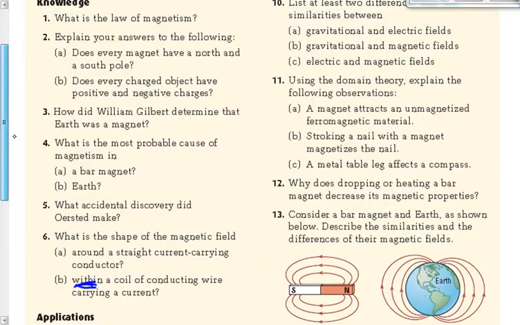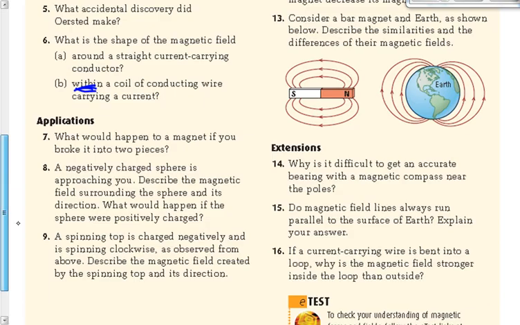Finally, we had question number 16. Oh, that's a good question. Somebody asked me about that yesterday. Good question. Kind of a hard one to explain, though. If a current-carrying wire is bent into a loop, why is the magnetic field stronger inside the loop than outside the loop? Does anybody have an answer for that they can give me before I give my answer?